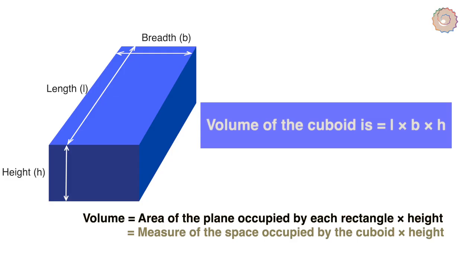Here, to find the volume of the object, we consider the area of the plane occupied by the rectangle and its height. That is the measure of the space occupied by the cuboid and the corresponding height of the cuboid, which is equal to the area multiplied by height, which implies that area is equal to the length into breadth and the resultant is multiplied by height. Therefore, the volume of the cuboid is equal to length into breadth into height.